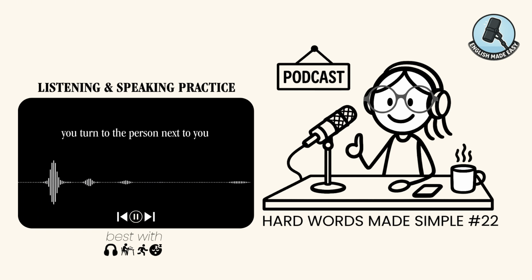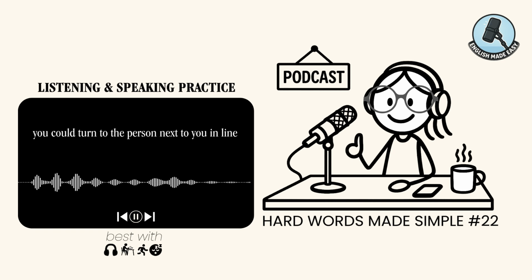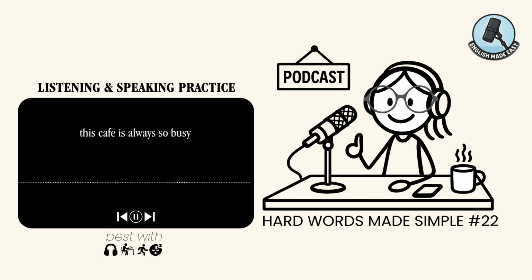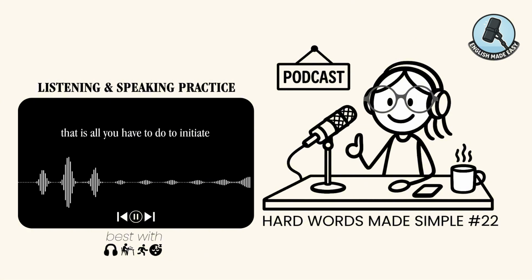Next, you introduce your opener. You turn to the person next to you, make gentle eye contact for just a second, and make a simple observational comment. It can be a statement or a question. Then comes the execution. You say the line. Let's imagine you're in a cafe. It's very busy. You could turn to the person next to you in line and say, "Wow, this cafe is always so busy, isn't it?" That's it. That is all you have to do to initiate.